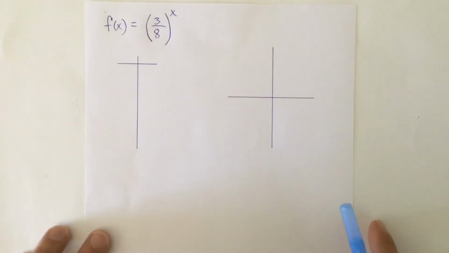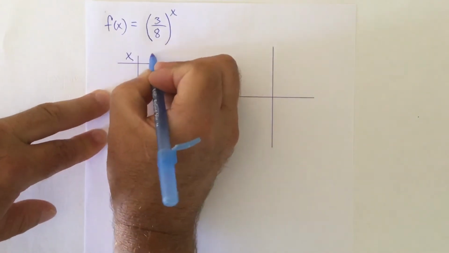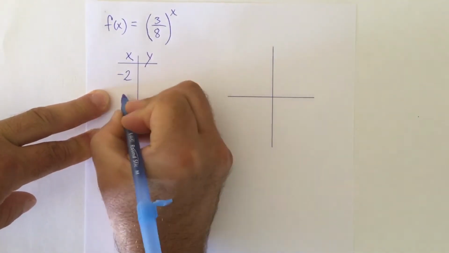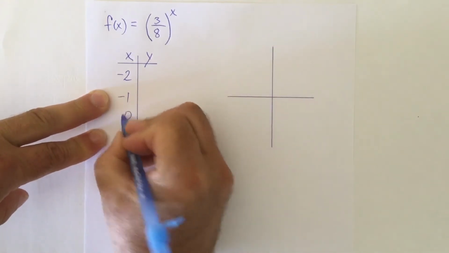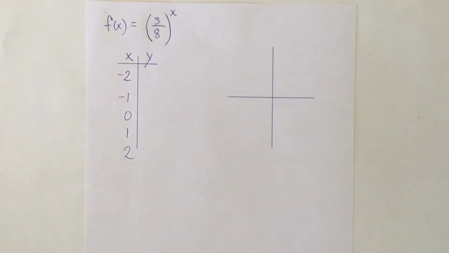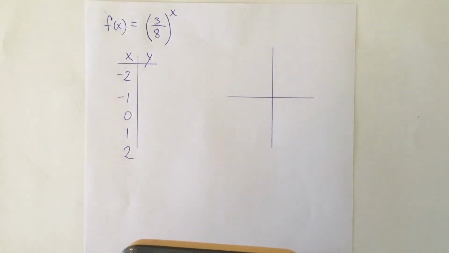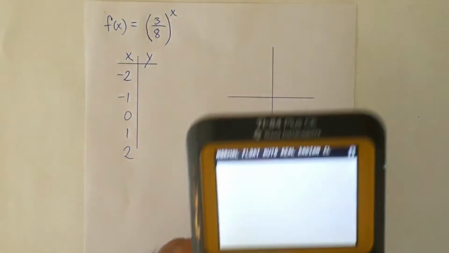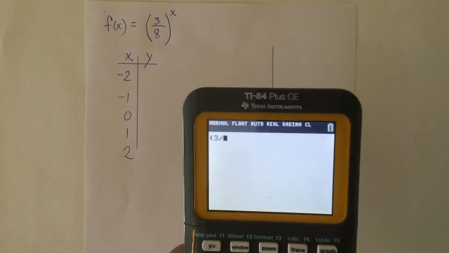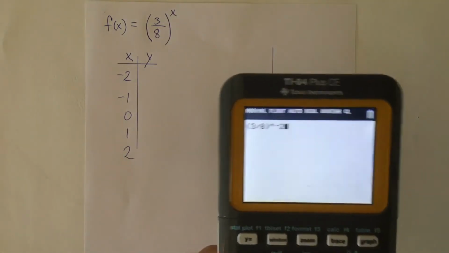Here's my second example. And guess what? I'm going to make a table of values. I got x's, I got y's. I'm going to plug in the same exact numbers every time: -2, -1, 0, 1, and 2. And this time I'm plugging them into a fractional idea here. So let me clear this out. I'm going to plug in parentheses 3/8 to the power of -2.